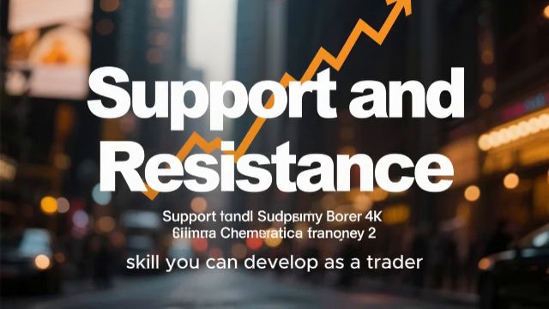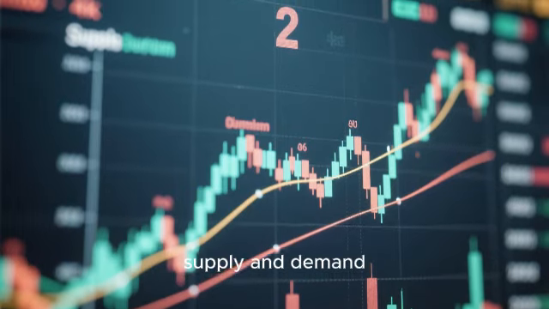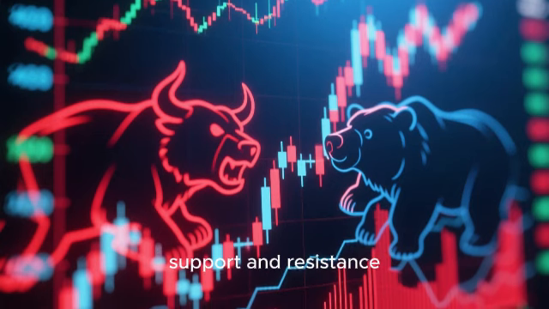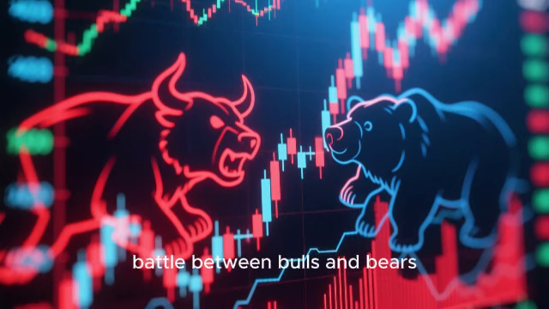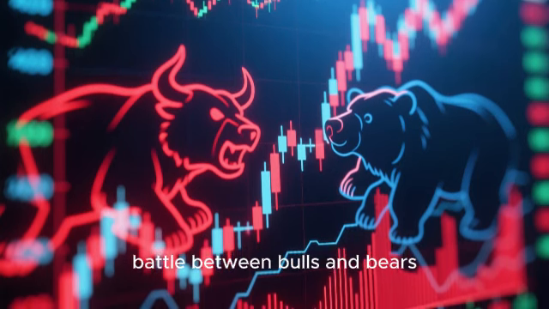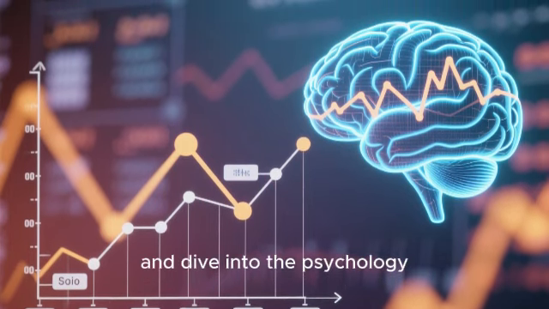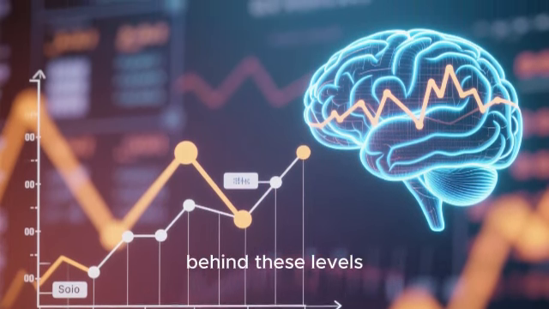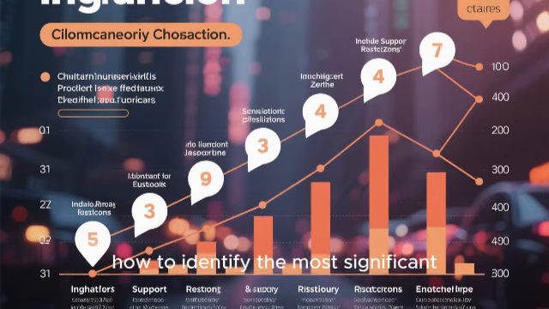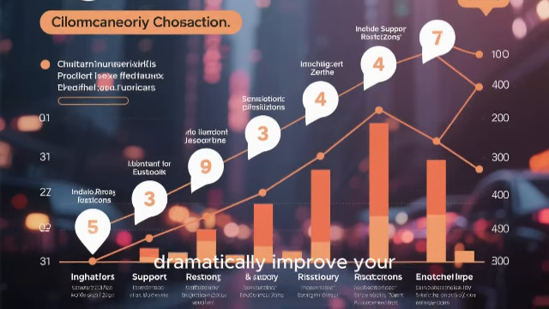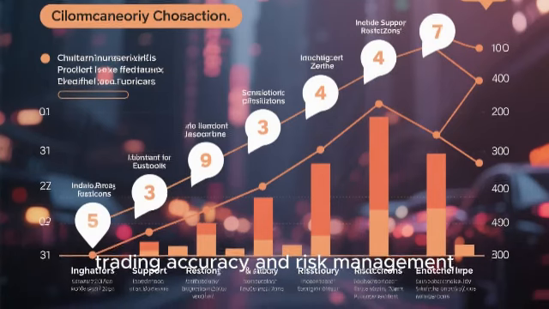As a trader, it's the purest form of supply and demand visualized on a chart. While other indicators lag, support and resistance show you the real-time battle between bulls and bears. In this guide, we're going to move beyond just drawing lines and dive into the psychology behind these levels, how to identify the most significant zones, and how to use them to dramatically improve your trading accuracy and risk management.